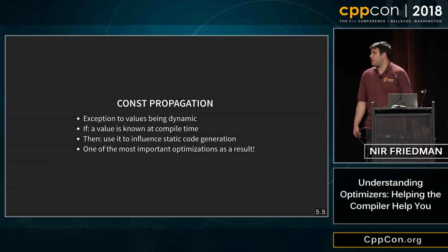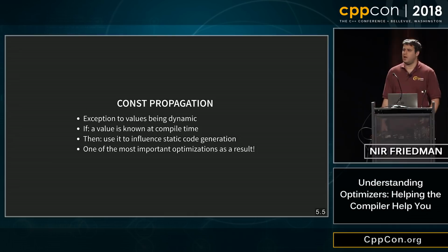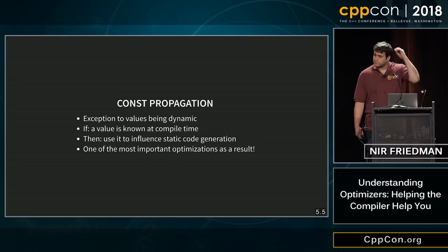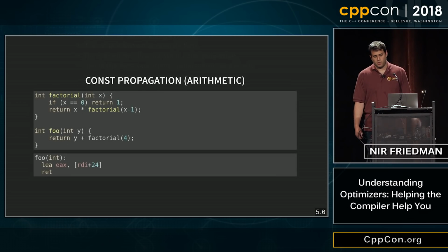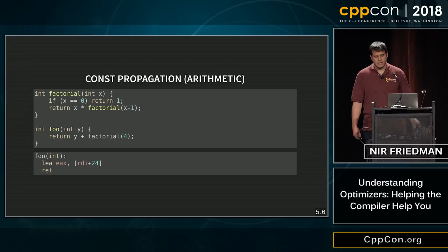Okay, so const propagation is, after inlining, maybe two of the most important canonical optimizations. So remember before I said, well, types are compile time and values are runtime, right? Okay, well, this is an exception. So basically, const propagation is when knowing a value at compile time influences the generated assembly of the compiler. That's at least a working definition of what it is. So it's super important as a result.